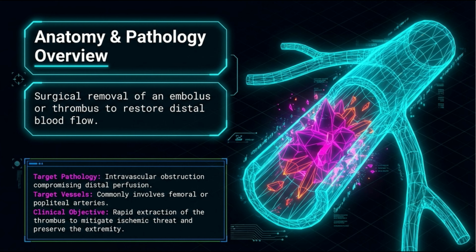All right, so let's get into this procedure. This procedure involves the removal of an embolus or thrombus to restore distal perfusion. The most commonly affected vessels are the femoral and popliteal arteries, which supply the lower extremities. When these vessels are obstructed, it creates an immediate ischemic threat. The primary goal is rapid extraction of the clot to preserve tissue and prevent limb loss. Understanding this urgency helps guide our anticipation during the procedure.